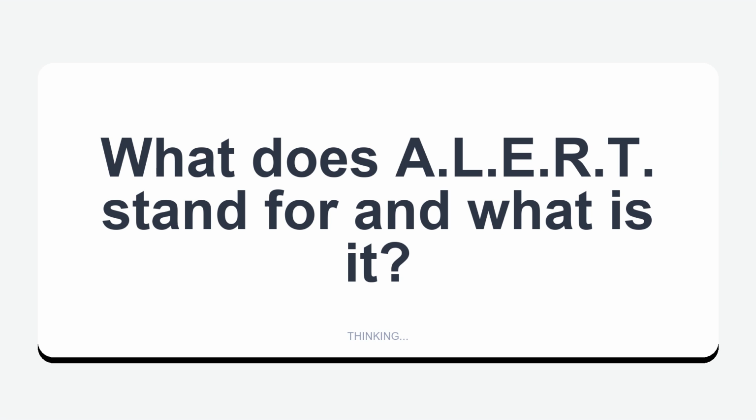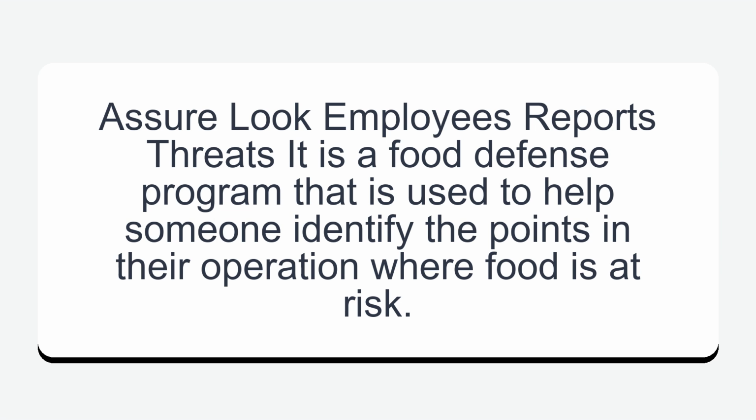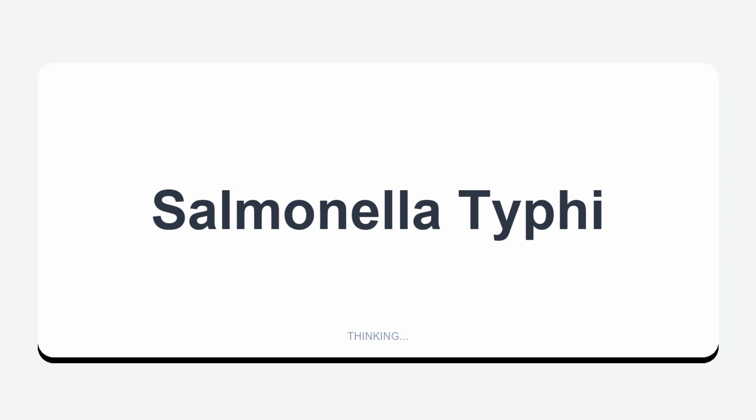What does ALERT stand for and what is it? Assure, Look, Employees, Reports, Threats. It is a food defense program that is used to help someone identify the points in their operation where food is at risk.